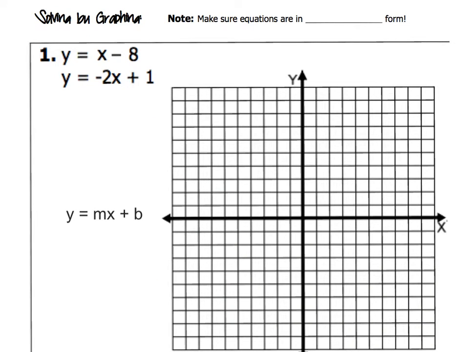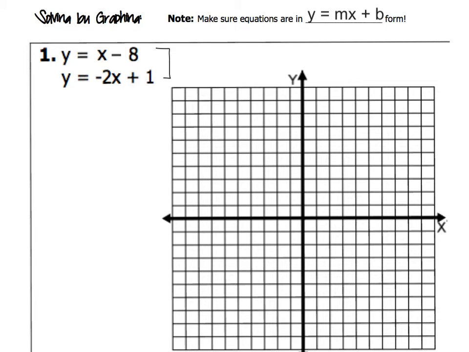Okay, so let's look at number one. A lot of this is going to be review for you, especially if you remember how to graph something that's already in slope-intercept form. So first step, when you're given two or more linear equations, the first thing you want to do is make sure that those two linear equations are in y equals mx plus b form. For number one, if you look at our system here, which has two linear equations, they're already in slope-intercept form.